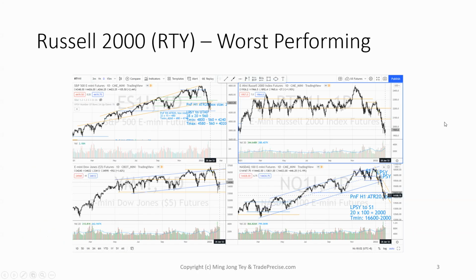Okay, so the first thing that I would like to show you is the Russell 2000. It's the worst performing index among the 4 major US indices. So why is it the worst performing? If you take a look here, this is the S&P, this is the Russell, that's the Dow Jones, and that's the Nasdaq. It's quite obvious that among all 4 indices, Russell already reached a top here, forming a trading range back in early last year.